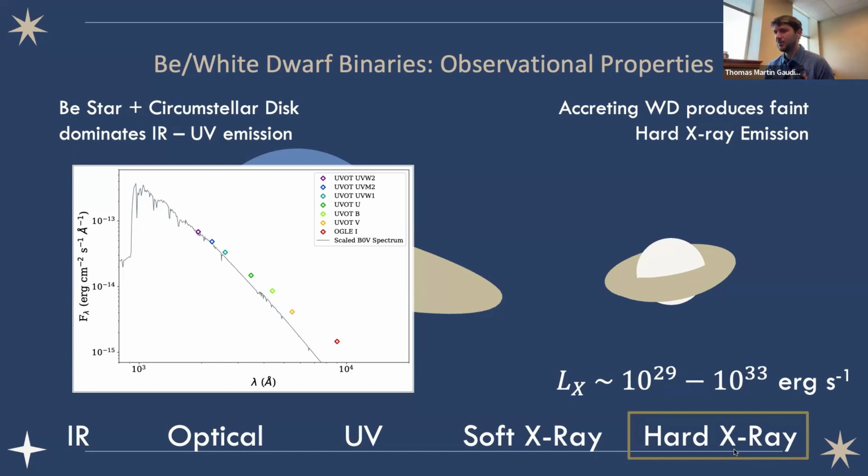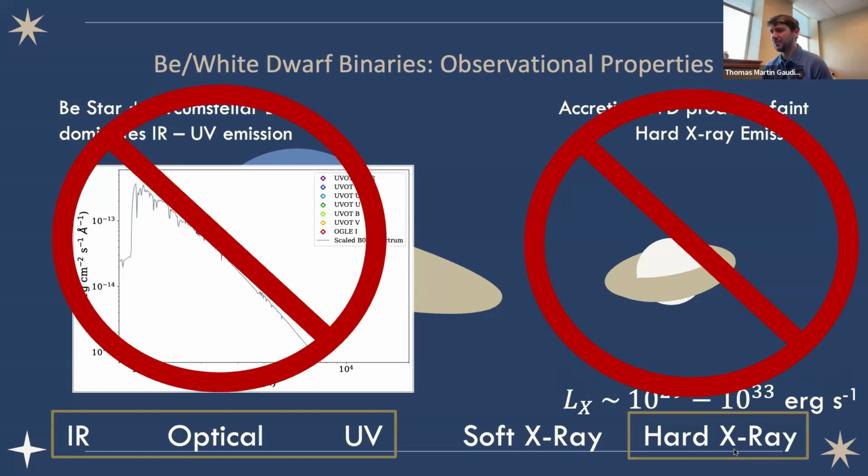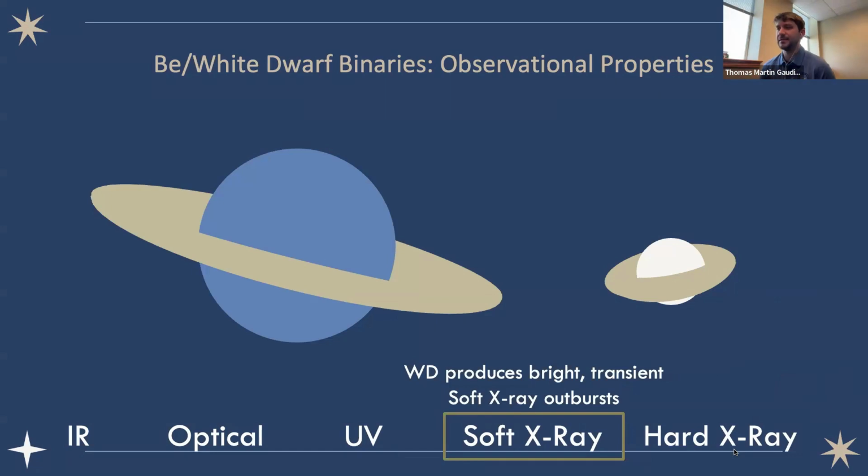So unfortunately, we can't really pick these out very well in the hard X-ray band either. This is at or below the detection threshold for almost every single X-ray telescope, excepting in very, very deep observations. So we're kind of out of luck in the IR through the ultraviolet and at higher energy X-rays. The place that we have to go, the only spot where we have a chance of detecting these systems, is the soft X-ray band.